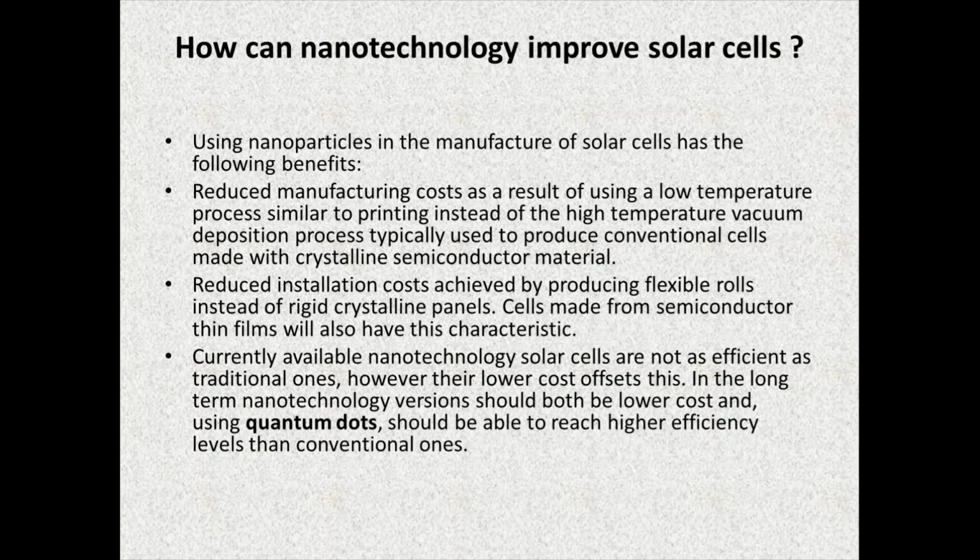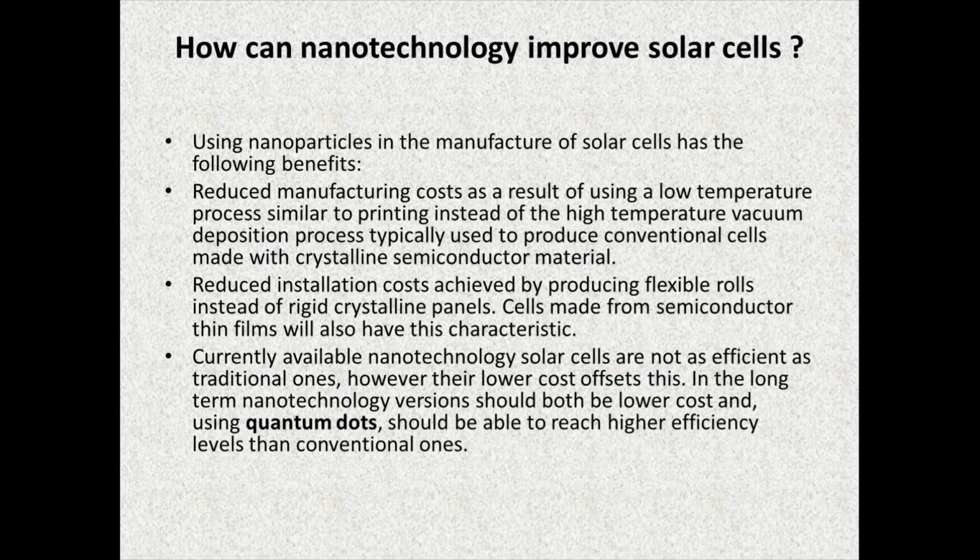How can nanotechnology improve solar cells? Using nanoparticles in the manufacture of solar cells has the following benefits: reduced manufacturing costs as a result of using a low temperature process similar to printing instead of the high temperature vacuum deposition process typically used to produce conventional cells made with crystalline semiconductor material. Reduced installation cost achieved by producing flexible rolls instead of rigid crystalline panels. Cells made from semiconductor thin films will also have this characteristic.